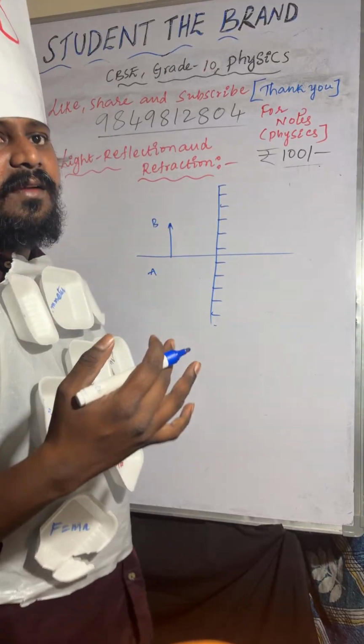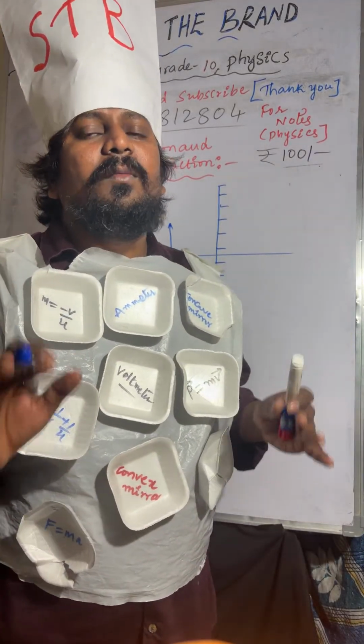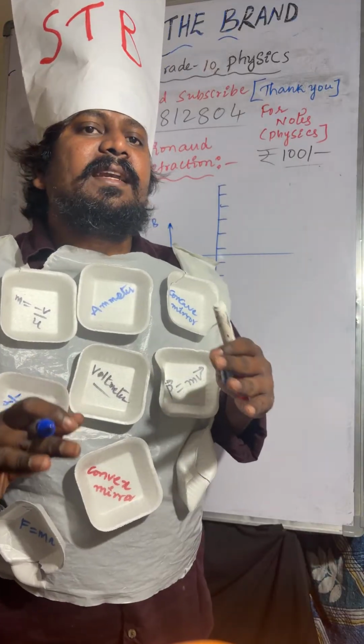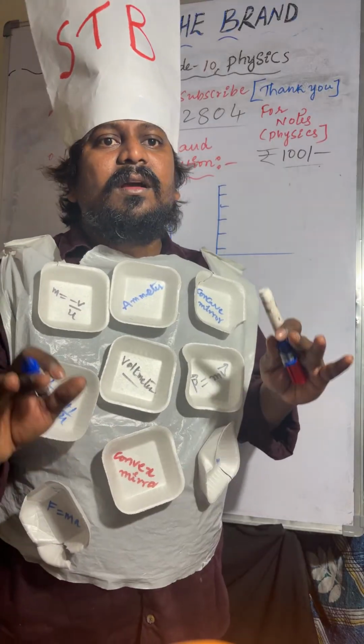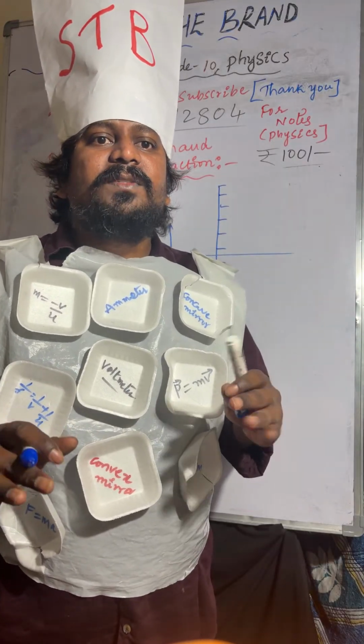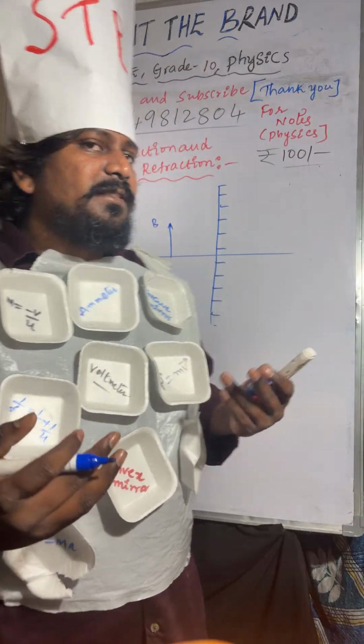How many light rays are required to form the image of the object? Minimum how many light rays? Minimum 2 light rays are required to form the image of the object. Yes or no?